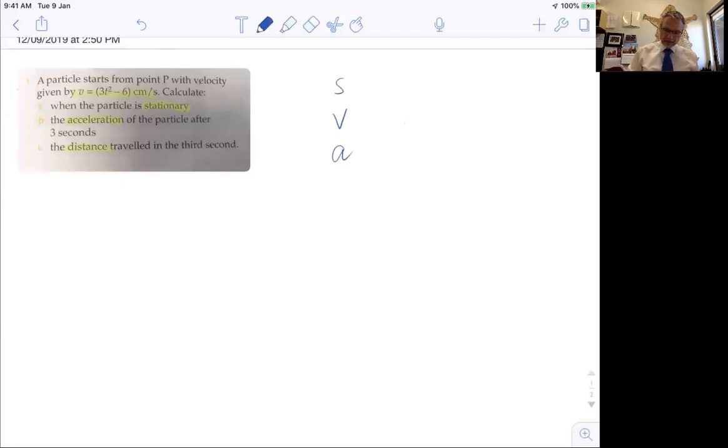the distance. So remember, as I go from velocity to acceleration, we differentiate because we differentiate down. And as I go from velocity to displacement, we anti-differentiate. So let's look at the first question, A. When is the particle stationary? Well, anything is stationary when it has no velocity. In other words, when the velocity is 0.